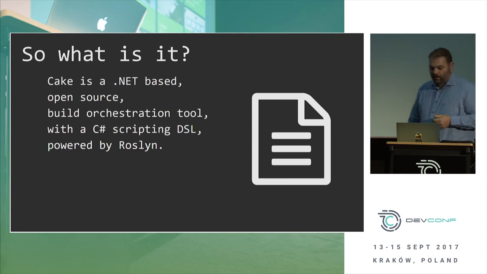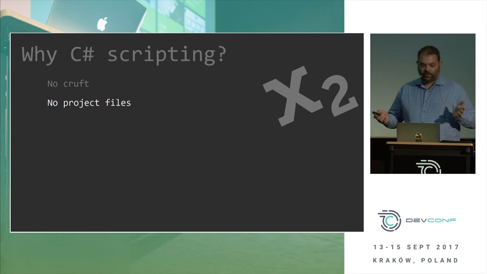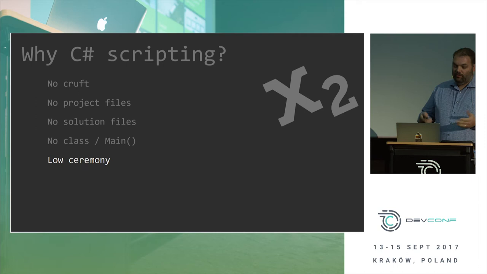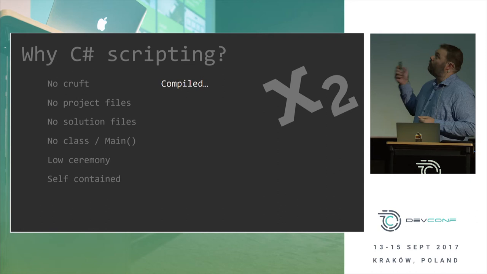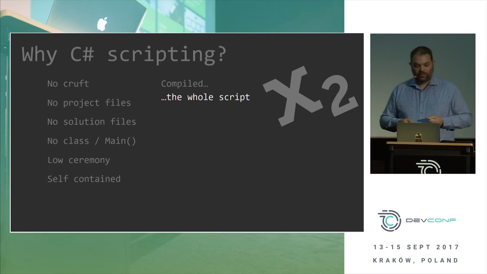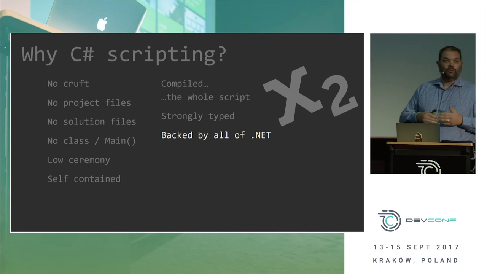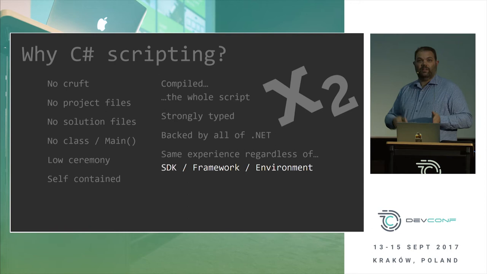So why C-sharp scripting? The idea is to have no cruft: no project files, no solution files, no class main, very low ceremony, and self-contained. It's still compiled, the whole script, so it's statically compiled. You won't get runtime errors. It's still an in-memory assembly. It's strongly typed because it's C-sharp, so all the aliases I'm talking about are strongly typed. You can always reach out to the full power of .NET, because you can use the regular class libraries. And it's the same experience regardless of which SDK, framework or environment you're on. At least that's the goal, but .NET Core has been a ride.